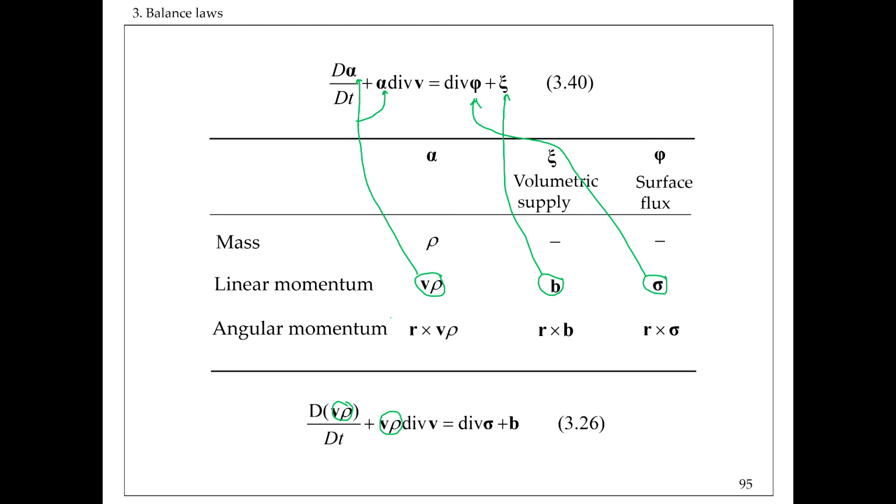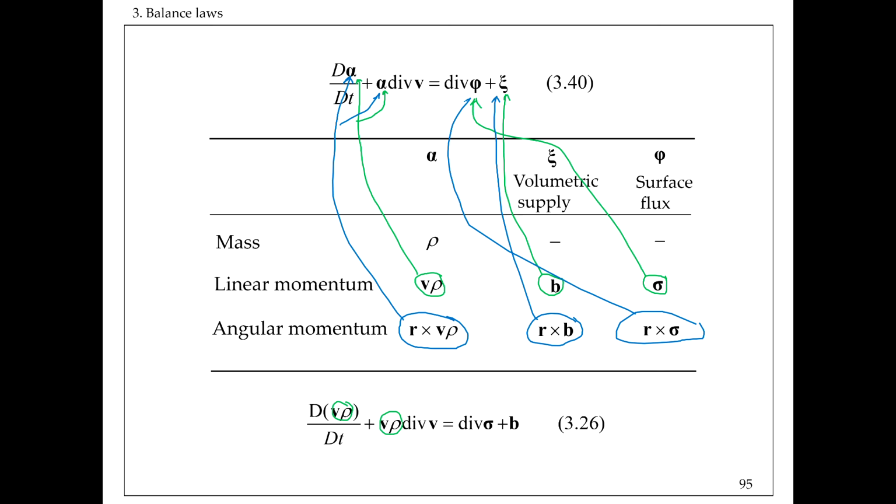And of course, yes, we could now go ahead and substitute all these terms, right? Going instead of alpha here, and also instead of alpha here, and put that rho b here as the volumetric supply, and then the divergence phi will be substituted with divergence rho sigma, and so then we could write the equation that would appear here.